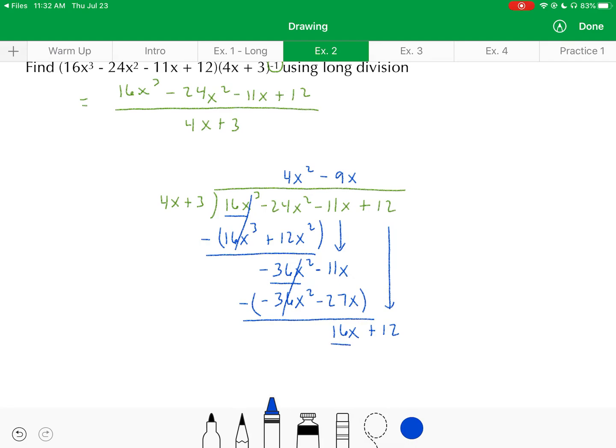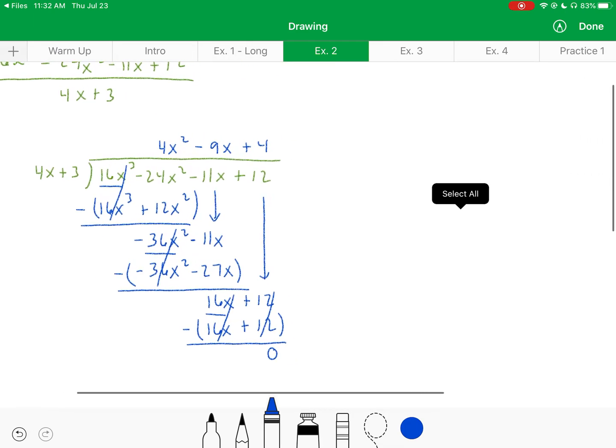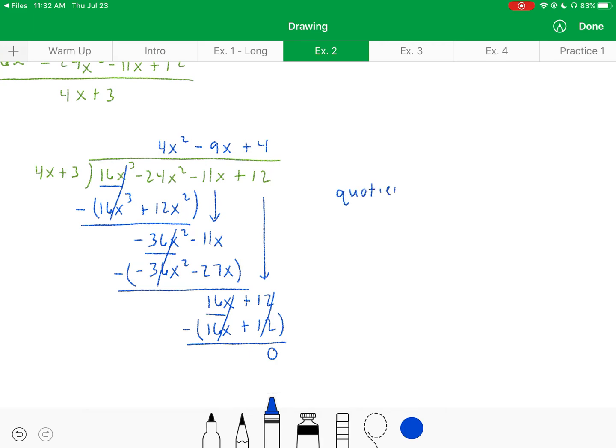Now we try to cancel out 16x. To do so, we're going to multiply the divisor by 4. That's going to give me 16x plus 12. And all of that cancels. So my quotient is that resulting trinomial at the top there of 4x squared minus 9x plus 4.